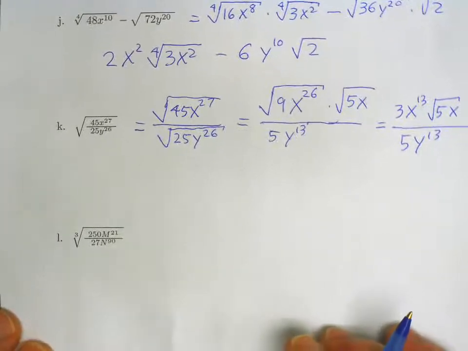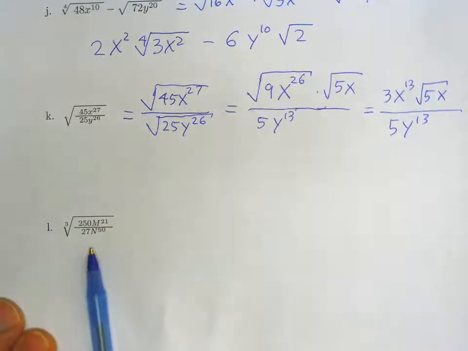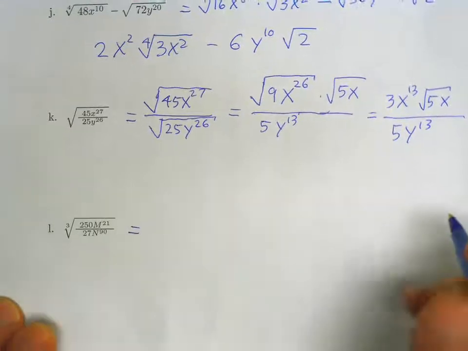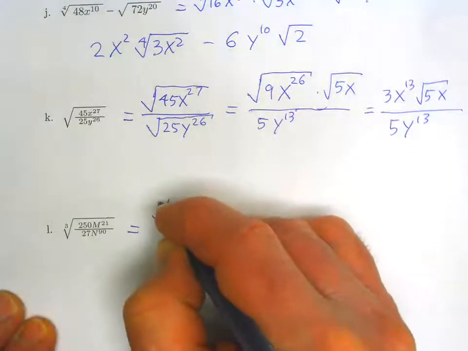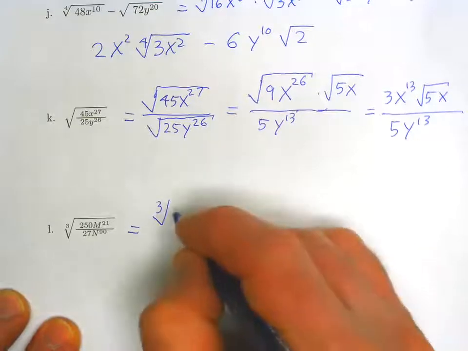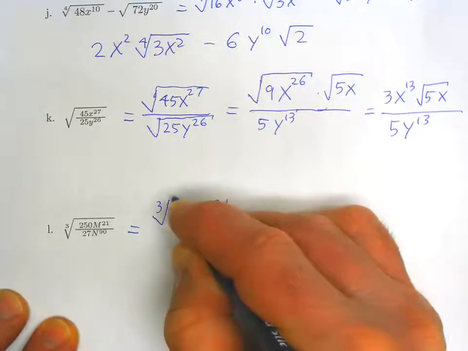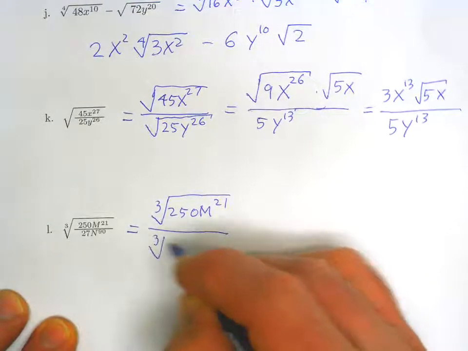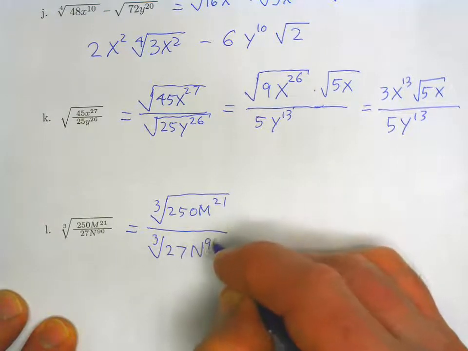Okay, in the next example, the cubed root of the quotient 250 m to the 21st over 27 n to the 90th. We'll rewrite this as a quotient of cubed roots. So in the numerator, we have the cubed root of 250 m to the 21st. And in the denominator, the cubed root of 27 n to the 90th.